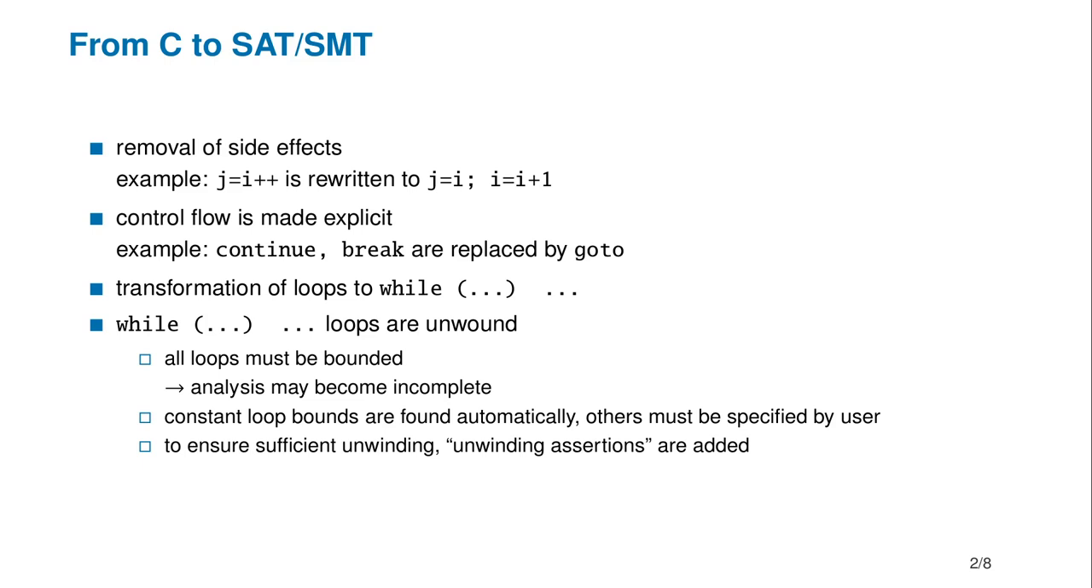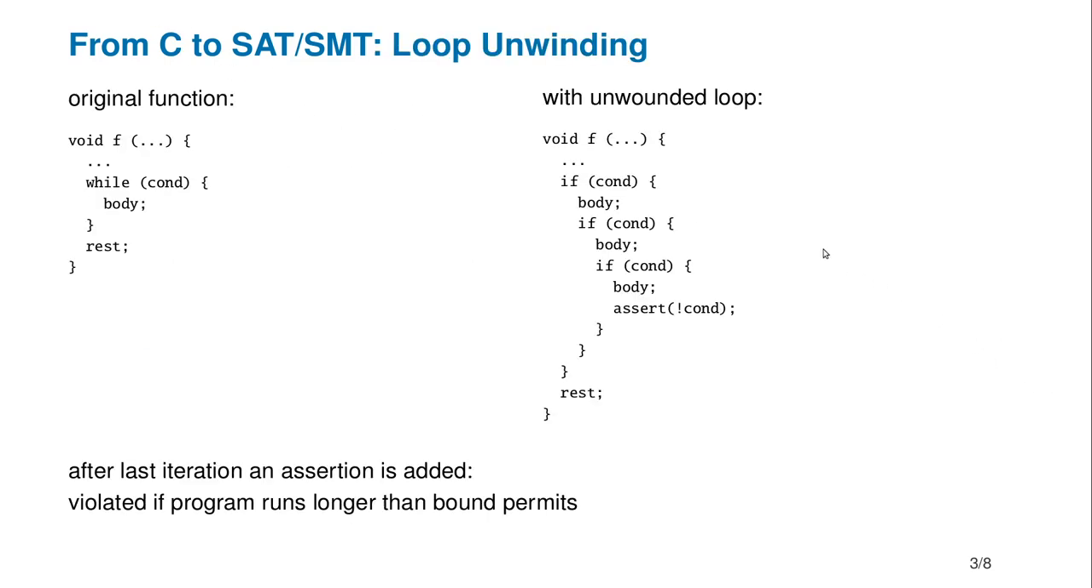And in order to ensure that unwinding is done often enough, unwinding assertions are added. These are assertions which should only be reached when a loop is not copied often enough. We will see an example where it's shown how it works.